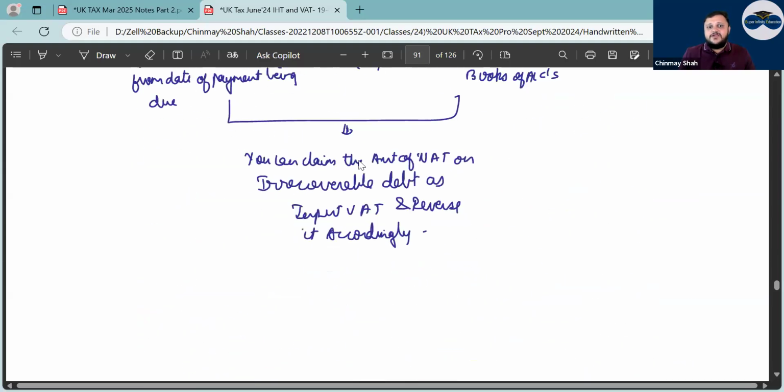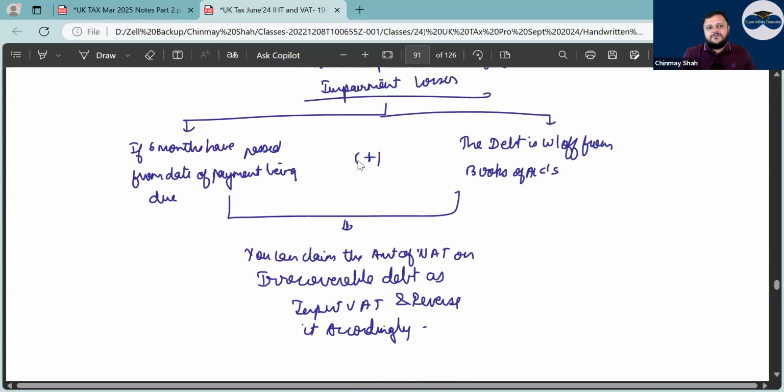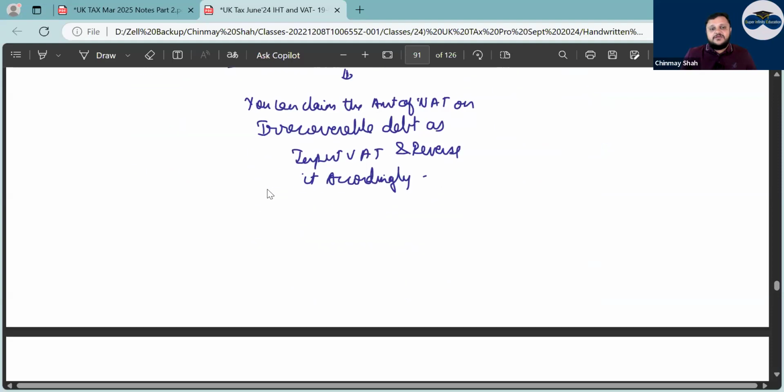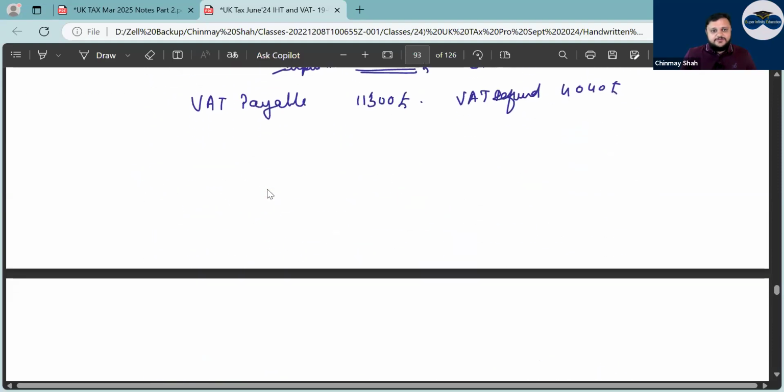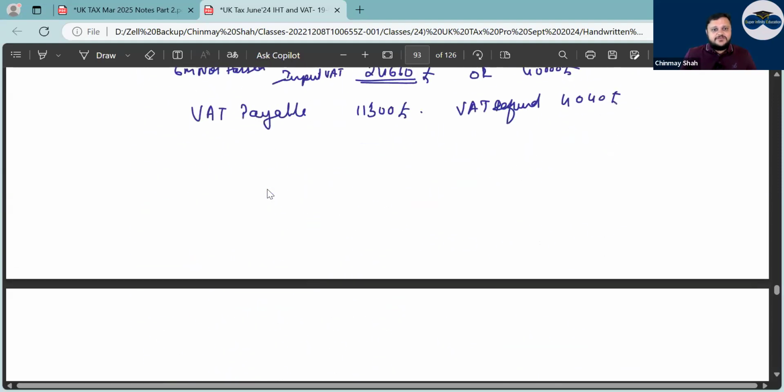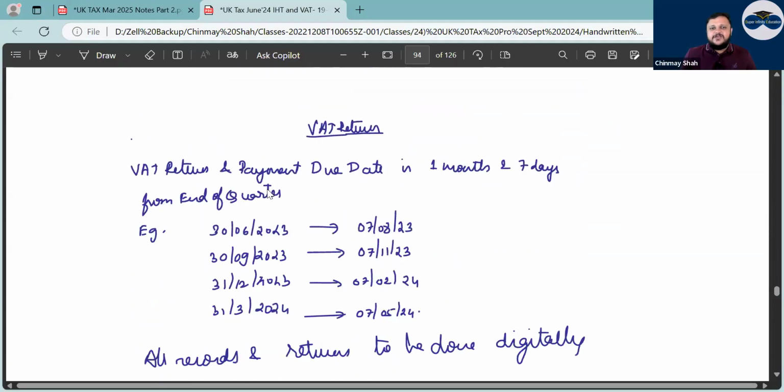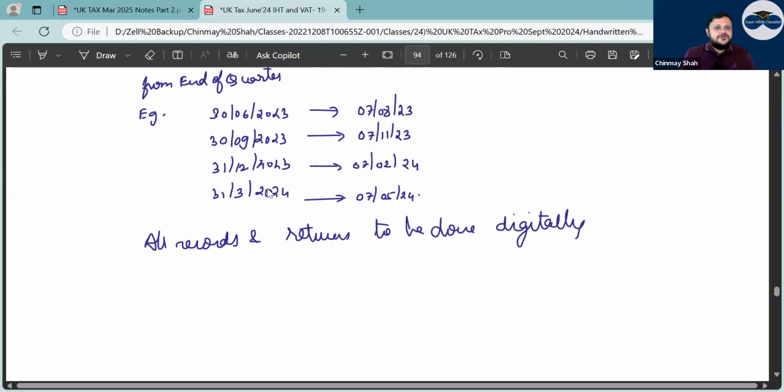So 6 months from the date of payment being due, not from the date of sale. Only one problem is there. Let's say you do a sale on 1st January and 30 days is the credit period. So your due date is 31st January, correct? Remember that. From 31st January, 6 months should pass, correct? Then you have questions on how output and input VAT are calculated, that you can do, no tension.